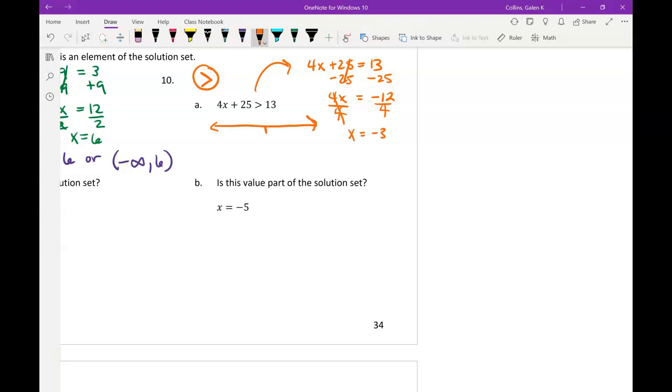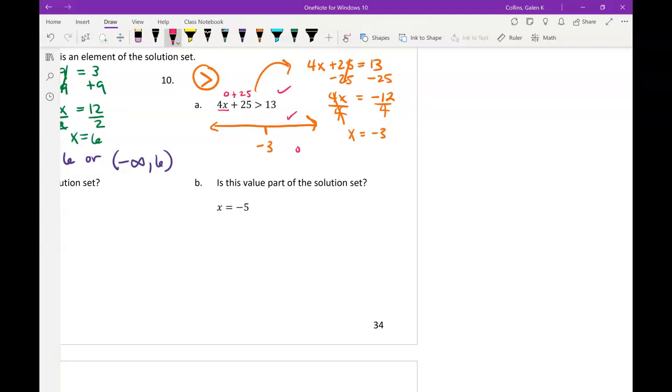So I know it's going to have to be on one side or the other of negative 3, since plugging a negative 3 in for x and evaluating makes that equal to 13. So let's pick a number on, well, you know what? It's probably easier to test the right side because 0 is to the right of negative 3 on the number line. So if I plug in a 0, 4 times 0 is 0. 0 plus 25 is greater than 13.